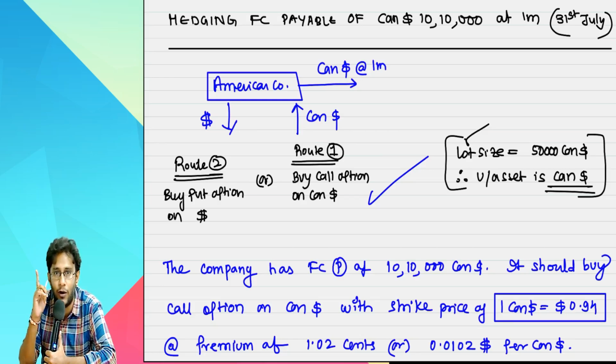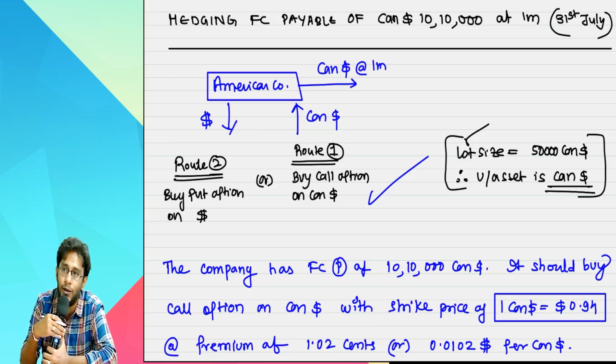Yesterday's example I gave wantedly, because you had FC receivable in dollars. I made you do a put option on dollar. I did not bring rupee into the picture because at that stage understanding is very difficult. So at each stage now you will be able to understand. In this one, one more twist is there. You know what that is?